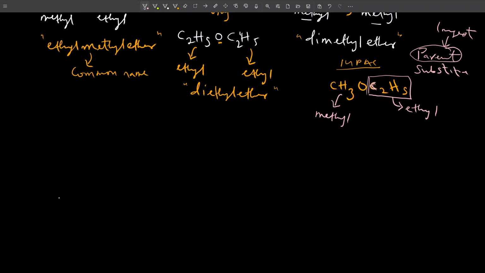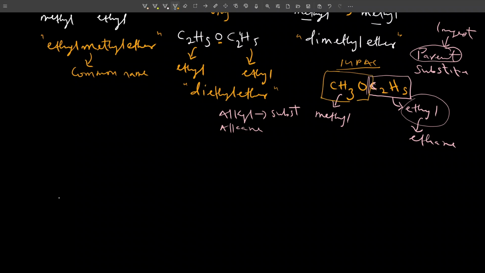Don't forget that alkyls are not parents. Alkyls are always substituents. The only things that can function as a parent are alkanes, alkenes, alkynes, and the rest. So since this is the parent, we're going to revert it back to its parent state, which is ethane. So the parent here is ethane, which means that the other part, CH3O, is our substituent. Let me bring it out: CH3O. This is our substituent.